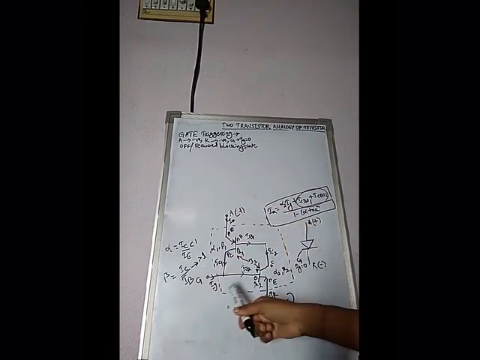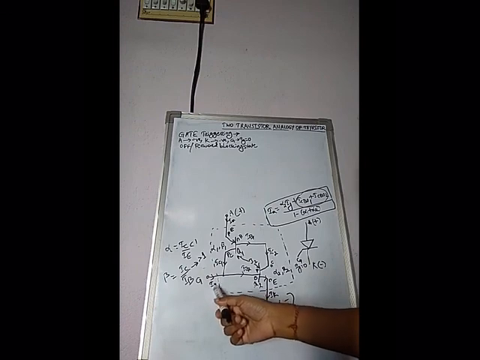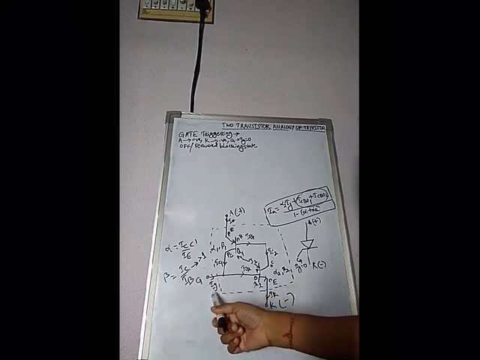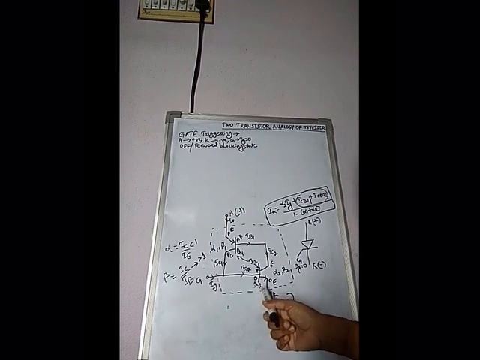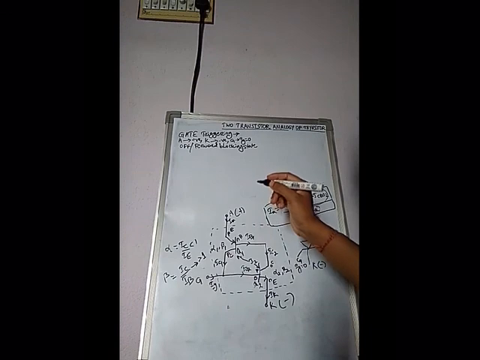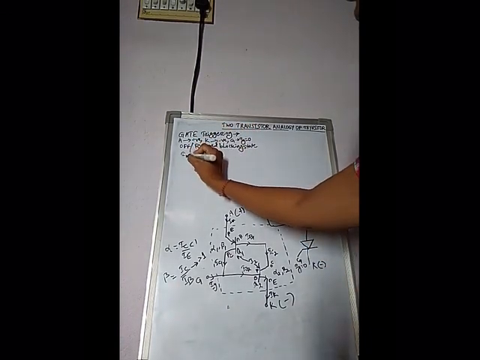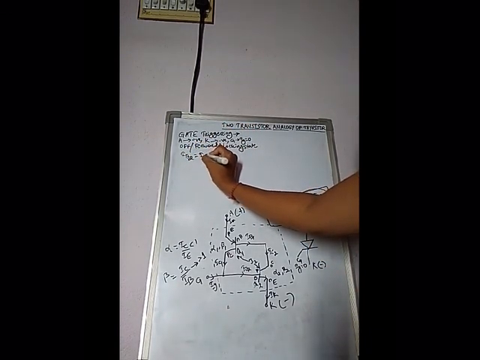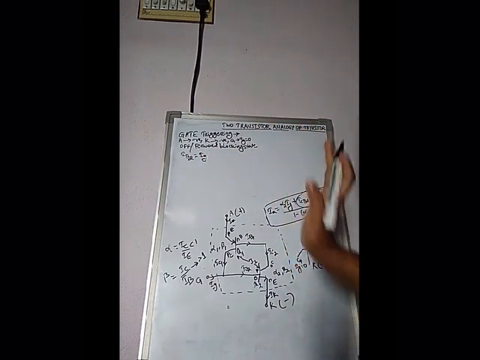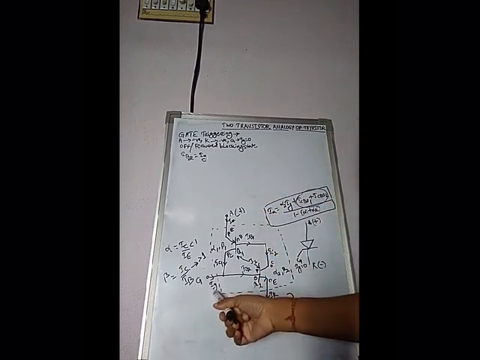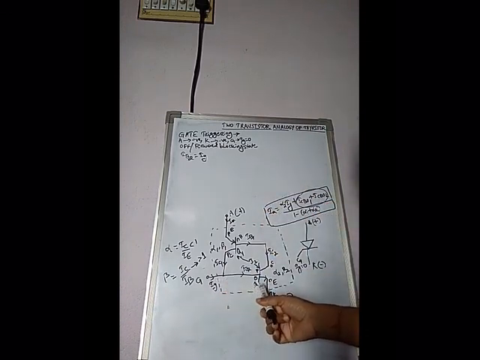Now we apply the gate signal. Once we apply the gate signal, Ig is equal to IB2, because Ig works as the base current for Q2. So I can write IB2 is equal to Ig. Once the gate drive current is applied, it acts as a base current for transistor Q2.